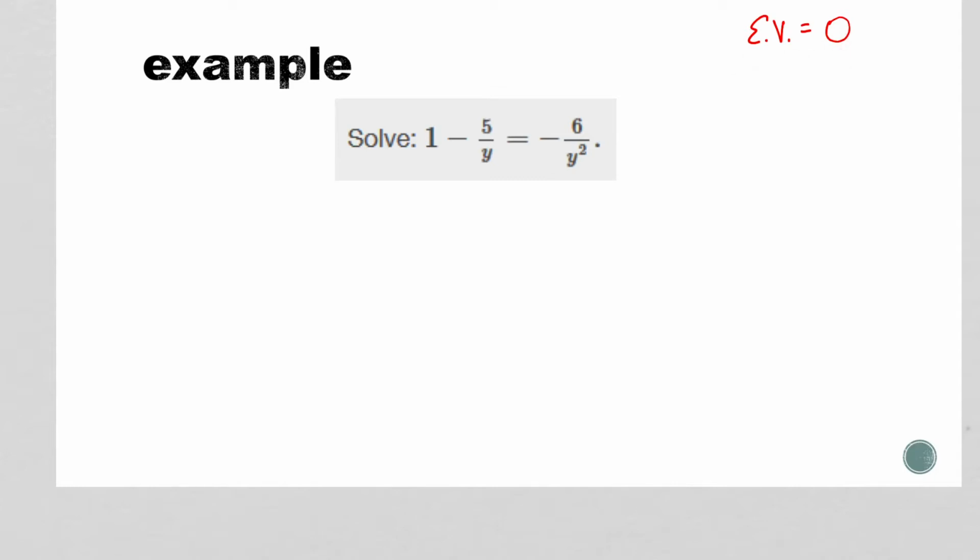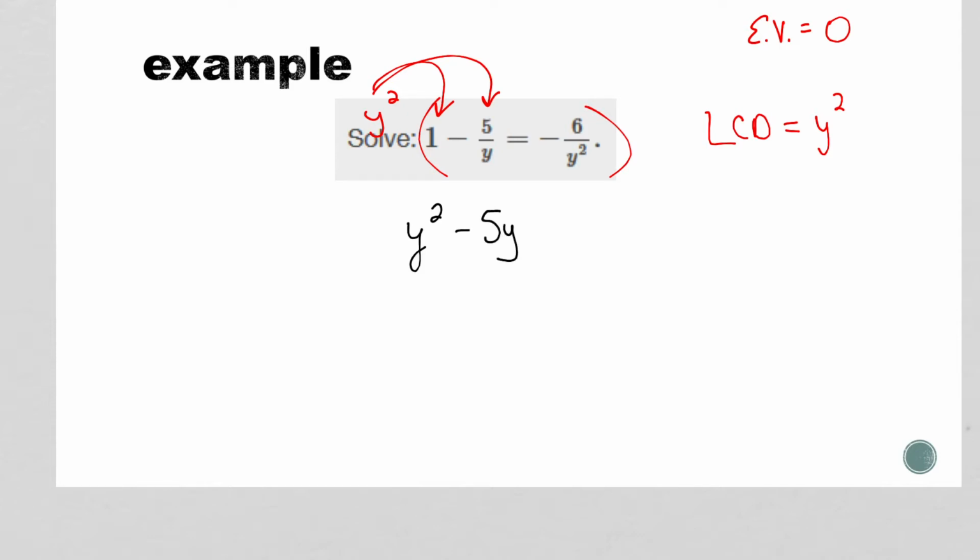All right, next thing I want is my LCD. What is my LCD between 1, y, and y squared? Well, it's y squared. So I need to multiply each and every term by y squared. So y squared times 1 gives me y squared. Y squared times negative 5 over y: one of the y's cancels, and I'm left with minus 5y. Notice only one of the y's canceled, so I still had one left over, and y times 5 is 5y. This minus sign comes from right here.